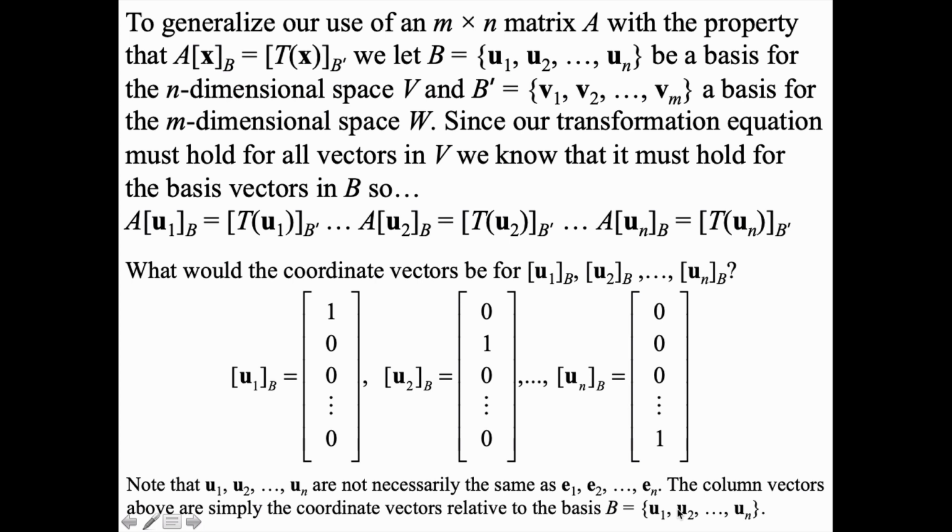If you're saying, well, what's the coordinate? How do you express the first basis vector as a coordinate? Well, you put 1 in the first position. How do you express the second basis vector as a coordinate? Well, you put a 1 in the second position, and so on and so forth, and of course you put zeros everywhere else.